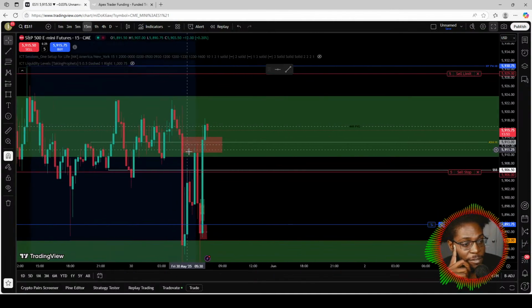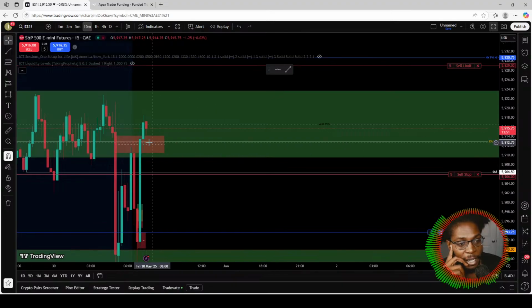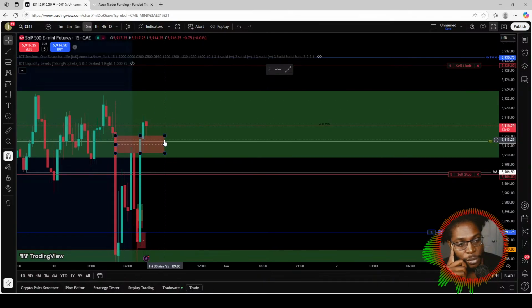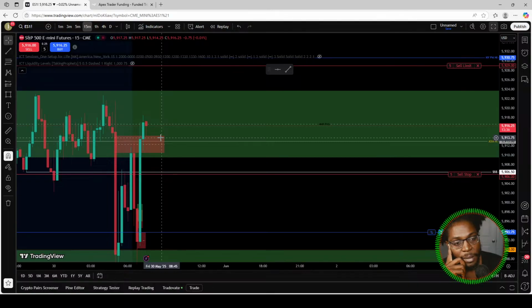All right, cool. So on this 15-minute, we got that bullish close that I want to see. So we got the candle close outside of this fair value gap. Like I always say, the next candle I want to see come tap back into that, and then we continue. It didn't quite tap into it, right? But we still got a decent little pullback from that.